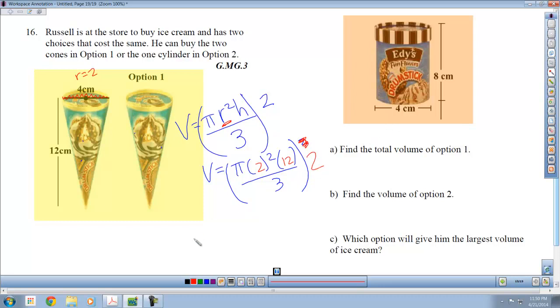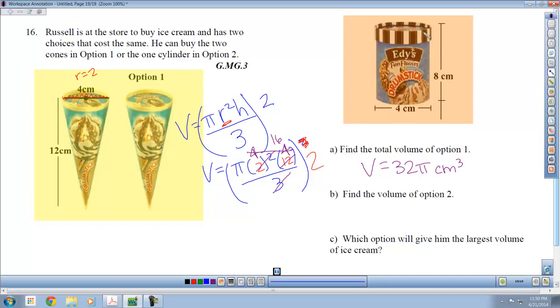That looks better. Okay, so I am going to cancel my 12 with my 3 first. That would go how many times? 4 times. And 2 squared is 4. And 4 times 4 is 16 times pi times 2. So 16 pi times 2 gives me a total volume of 32 pi, and they are centimeters cubed. So there's the volume of the two cones put together.